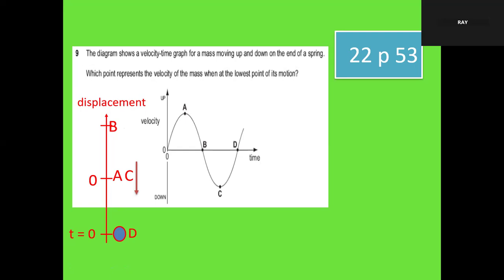B, then it's coming down. Velocity increases to maximum again. C, and D goes to 0 again. No? That's why it doesn't move anymore. Velocity is 0. No?